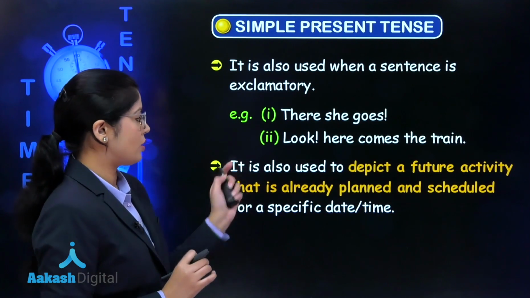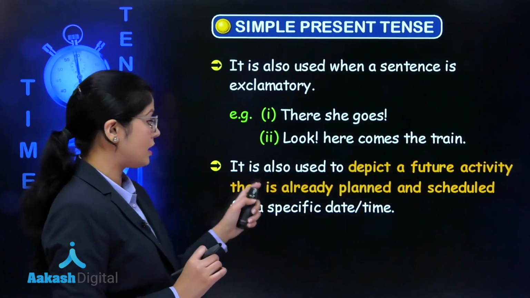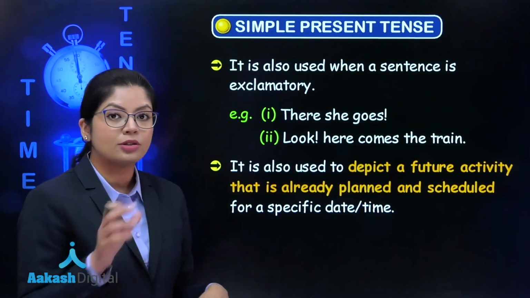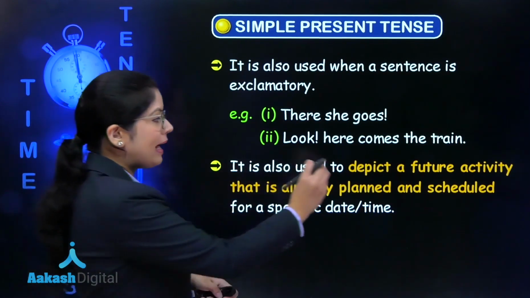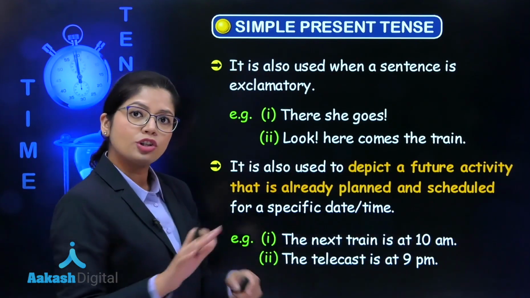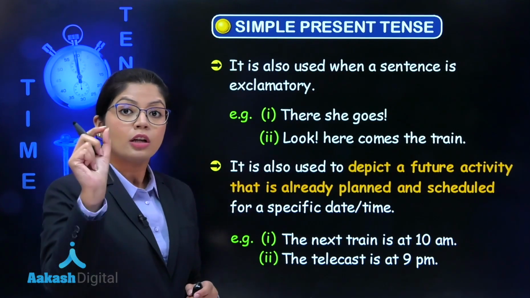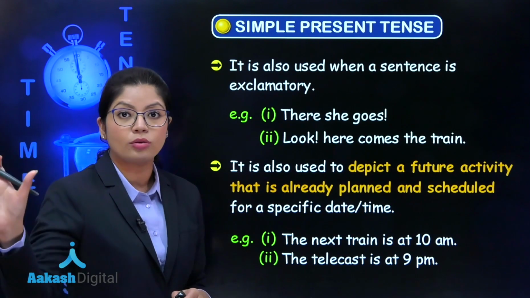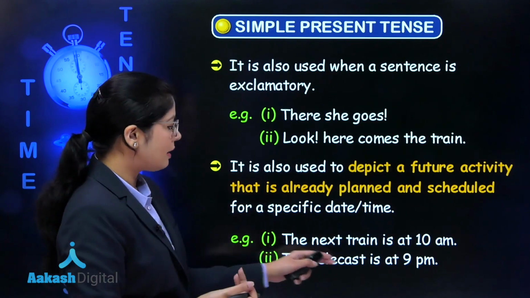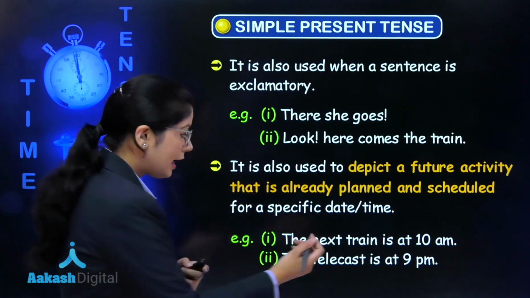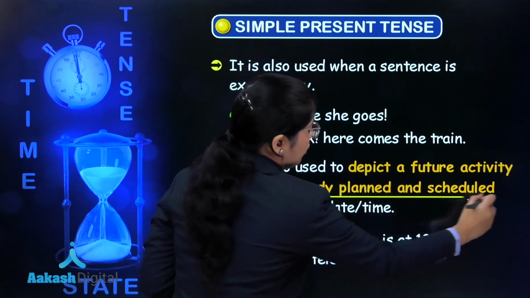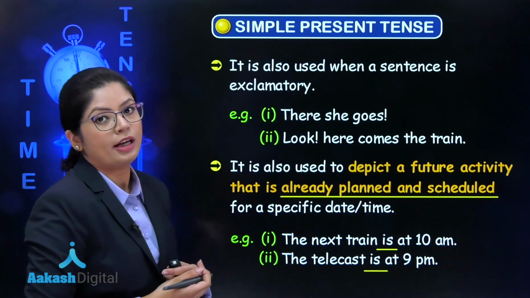Then we have the next usage. It is also used to depict a future activity that is already planned and scheduled for a specific time or date. Now I did mention this when I was introducing the form. So you remember that if it's a planned or a scheduled action, stick to simple present tense. For example, the next train is at 10 a.m. It's a scheduled activity. It's a calendar activity. So your clue should be any action laid out on a timetable or calendar. Even if it's a future scheduled action, we are going to use simple present tense. Similarly, the telecast is at 9 p.m. Everywhere we are using simple present tense because of this part of the action, planned and scheduled action, right?